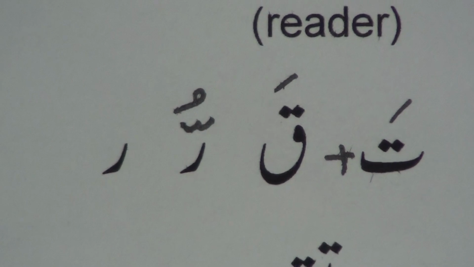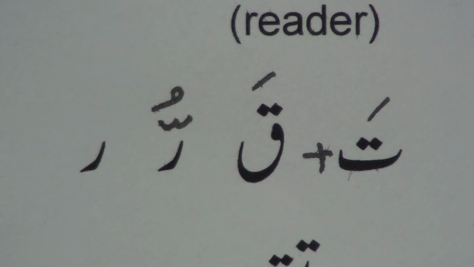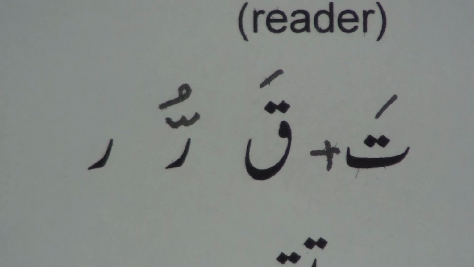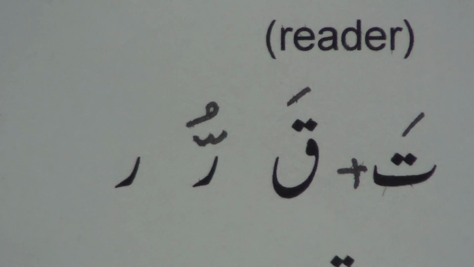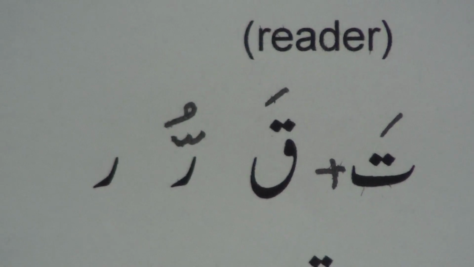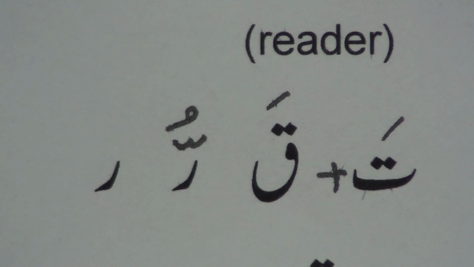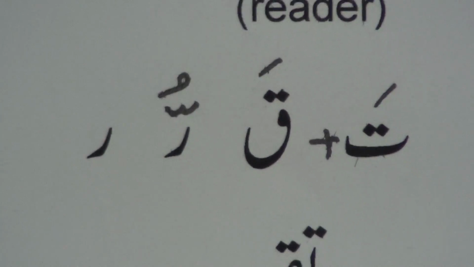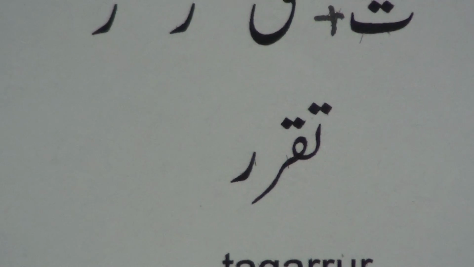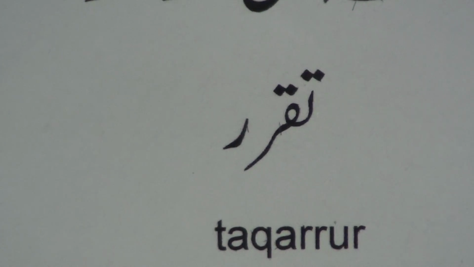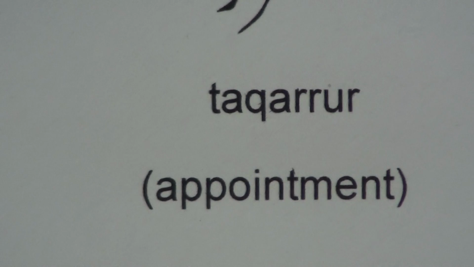Te zabar ta, qaaf zabar qa, re pesh ru, and there is tashdeed over re, so ra sound will be produced twice. So taqarru and re, rur, taqarrur. Taqarrur is written like this. Taqarrur means appointment.